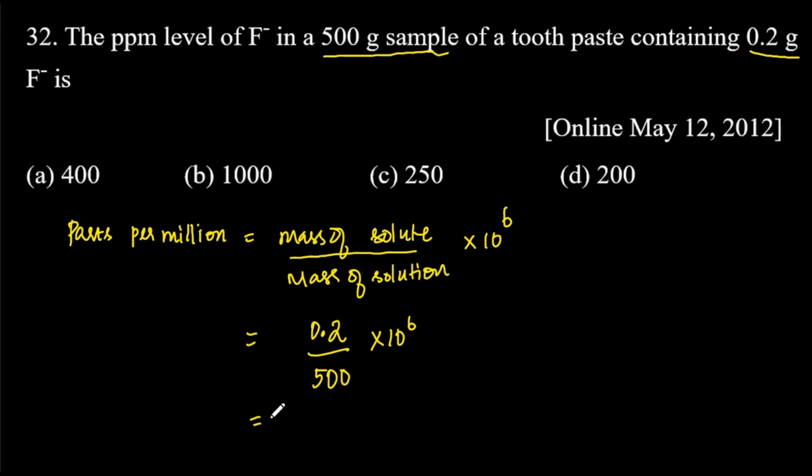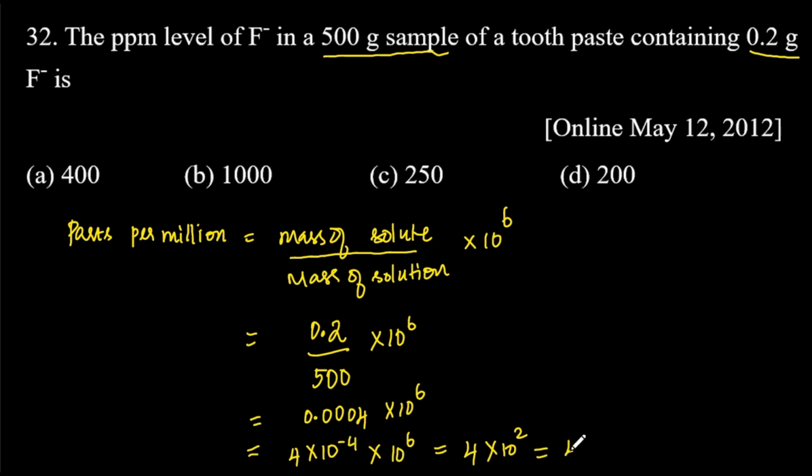So if you solve this, you will get 0.0004 into 10 power 6. This we can write as 4 into 10 power minus 4 into 10 power 6. So if you cancel the power, you will get 4 into 10 power 2, which is nothing but 4 into 100, that is 400 parts per million. So the correct option is option A.